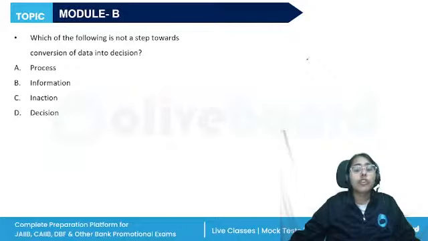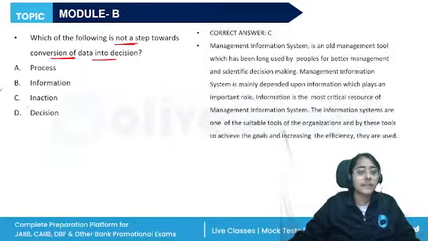Next, which of the following is not a step towards the conversion of data into decisions? So, here we are talking about the management information system. Which of the following is not a step in the MIS? Process, information, inaction, or decision? So, the correct answer is option C.